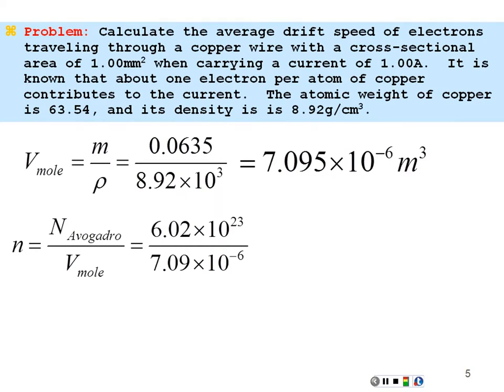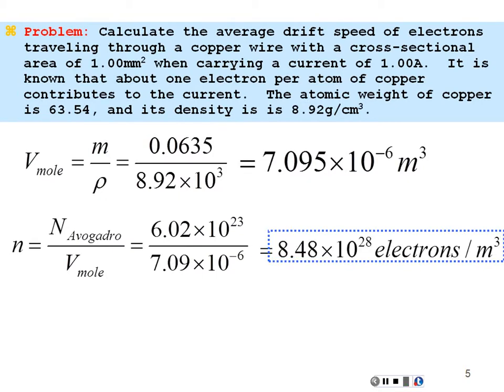So we're going to have Avogadro's number, 6.02 times 10 to the 23, per volume of a mole, and that will give us 8.48 times 10 to the 28 electrons per cubic meter of copper. All right, so that is our n value. That's our number of electrons per volume.